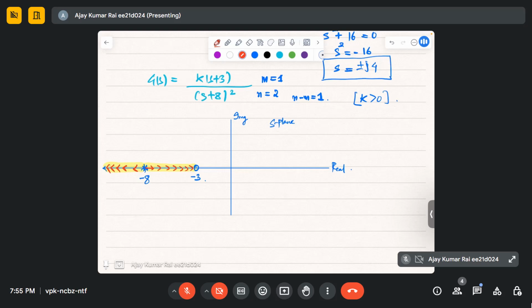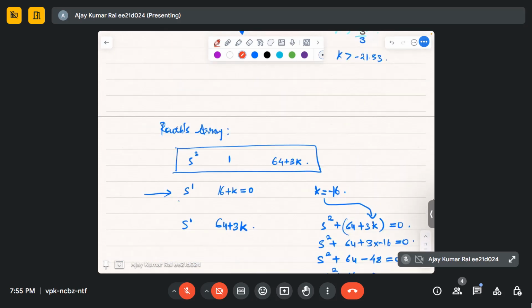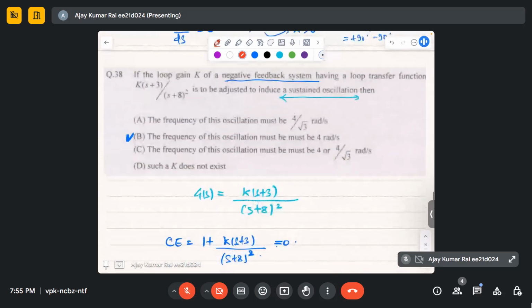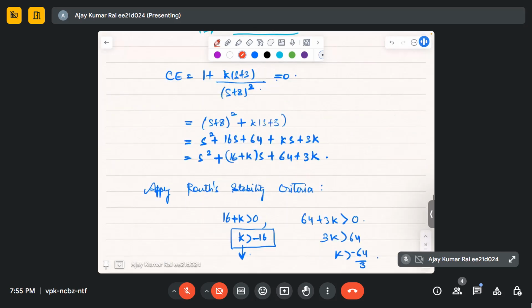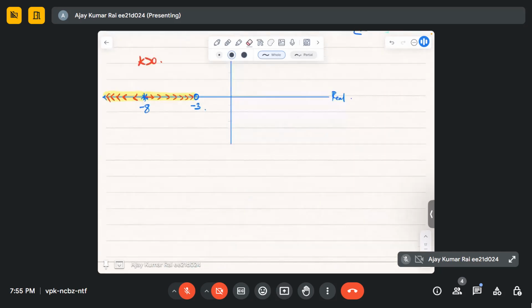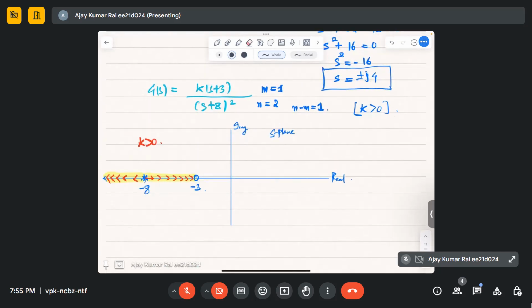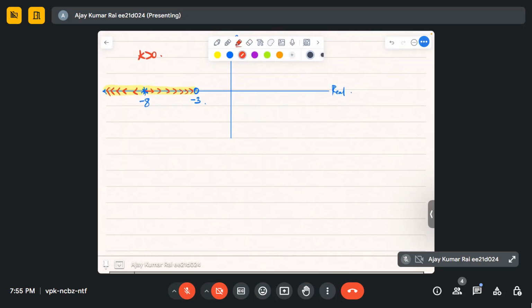So this is for k greater than 0. For k greater than 0, such a k does not exist which induces sustained oscillation, right? You can see it's not going to the imaginary axis; it's always lying on the real axis. That means sustained oscillation is not there, the imaginary part is not there. So let's also build the root locus for k negative, since k can be negative in this case.